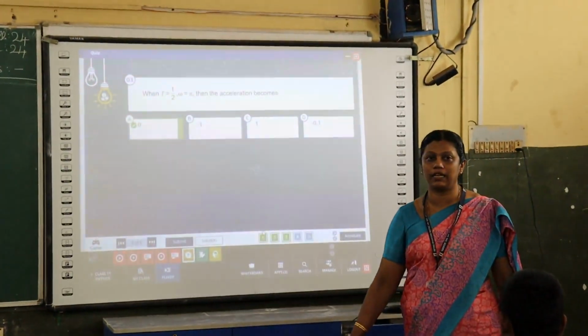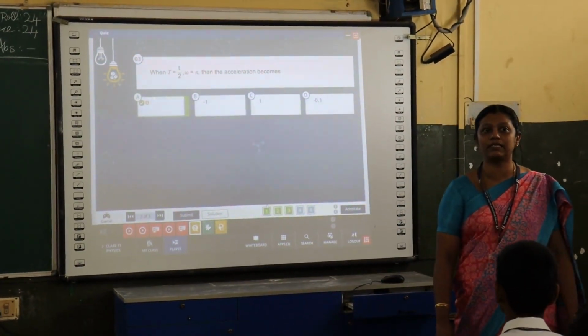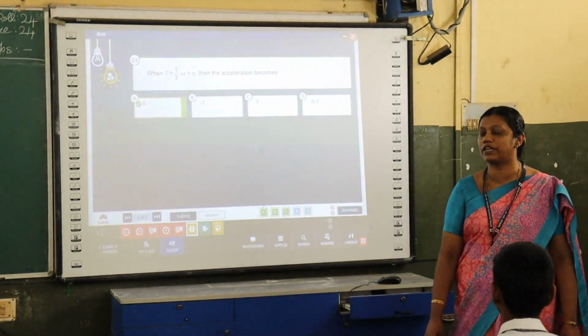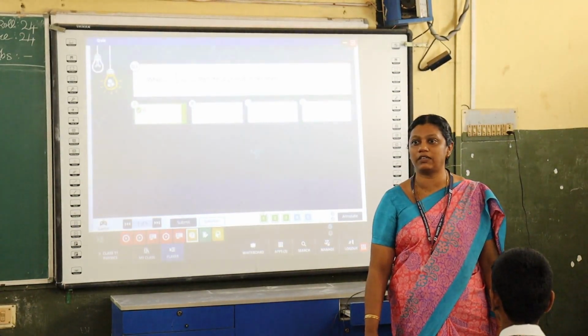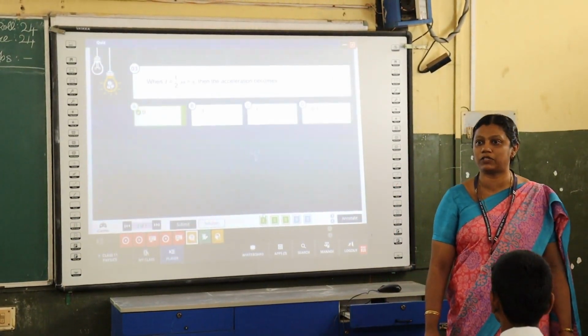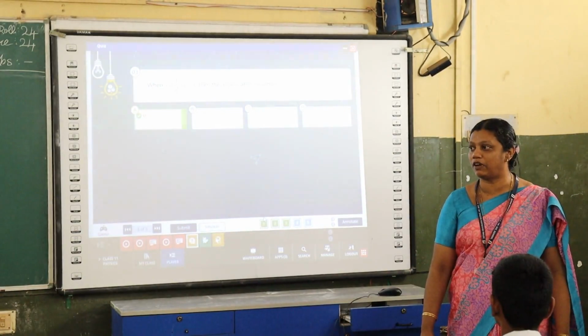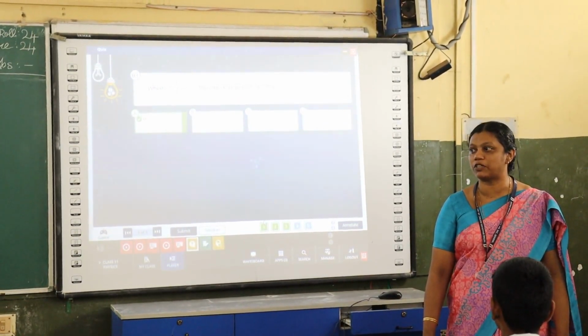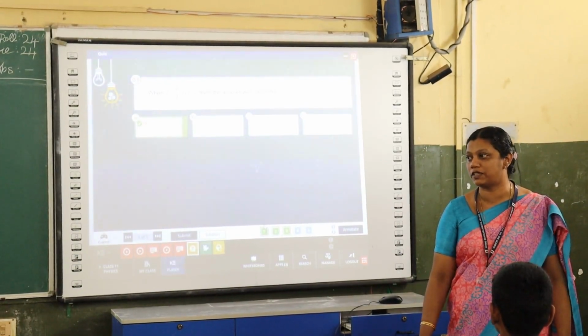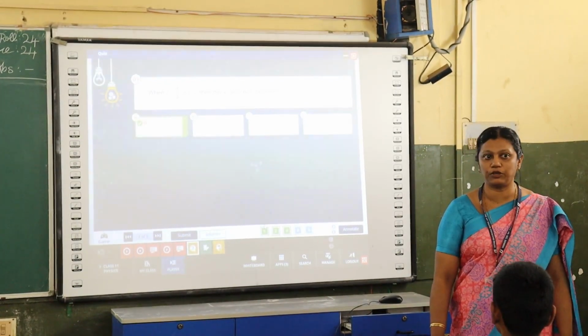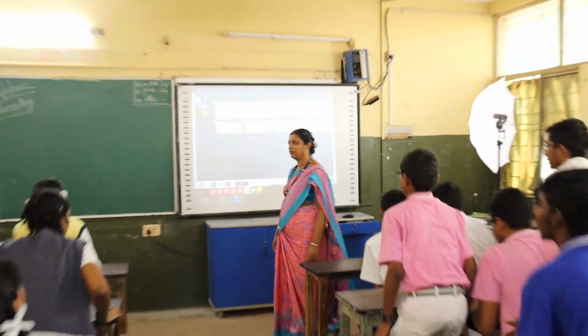Let me conclude. What you have seen is periodic motion. Simple harmonic motion is one of the types of periodic motion, and with that we have seen an example, the simple pendulum. The time period of a simple pendulum we derived, and from the expression for time period we have seen what the laws of simple pendulum are. Thank you.